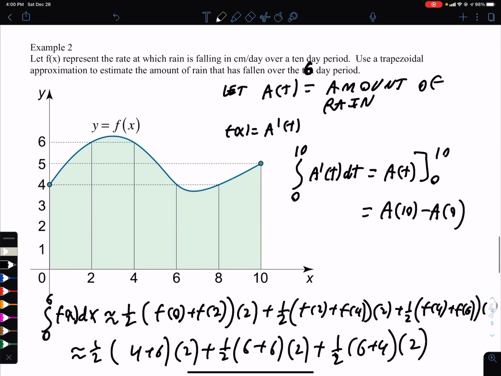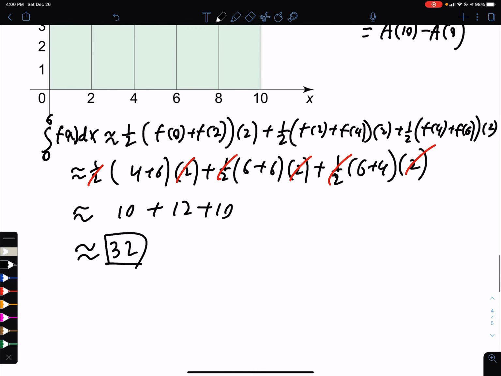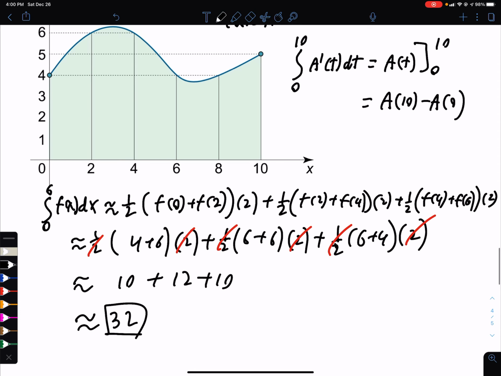That would be fine if this were an FRQ. If this were a multiple choice, you'd have to find the answer that matches. And what's nice, 1/2 of 2 is 1. 1/2 of 2 is 1. 1/2 of 2 is 1. Those all cancel out. I get 10 plus 12 plus 10. And this one's the easy 32. And that's my trapezoidal approximation.